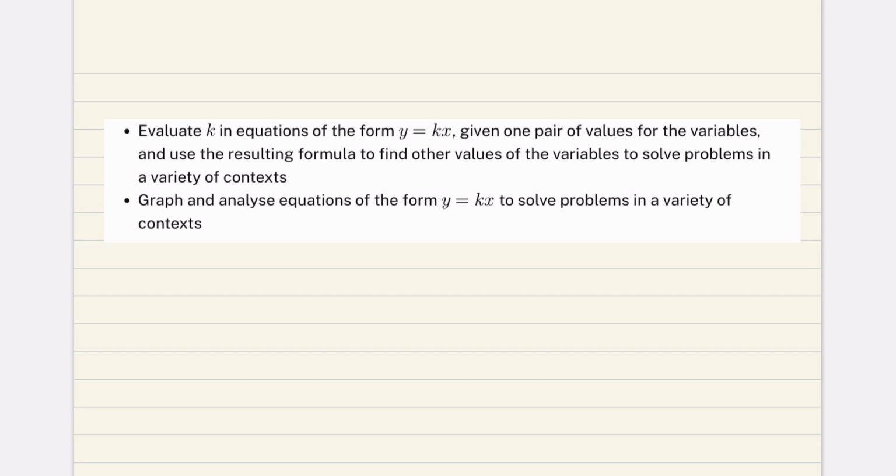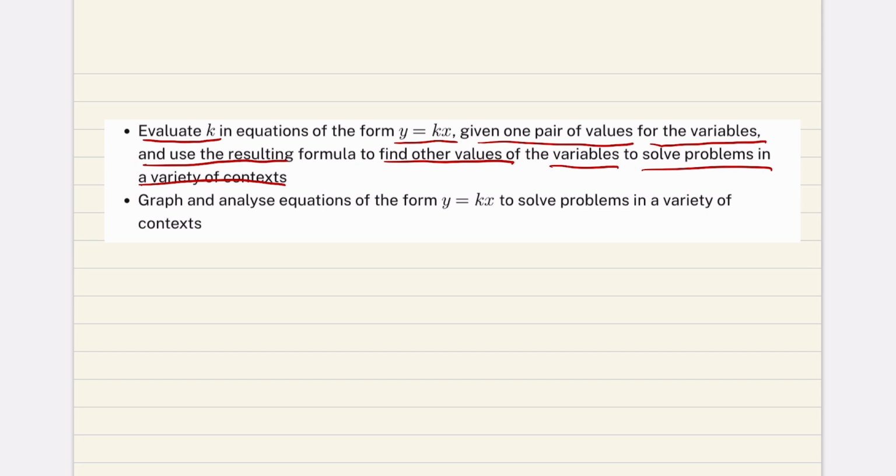So the first one is to evaluate k, which if you recall is our gradient in that equation, y equals kx, our direct variation equation. And it says, given one pair of values for the variables, and use the resulting formula to find the other values of the variables to solve problems in a variety of contexts. So basically what that's saying is that if you're given a point, say y, x or x, y, then you should be able to solve for k.